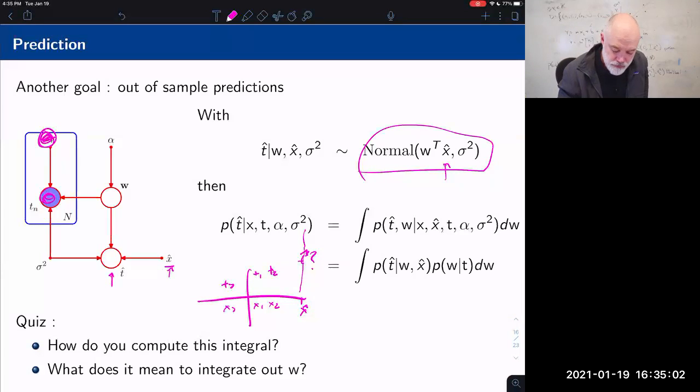And this is what Adam put in the chat. So to make a prediction about a new quantity, well, what don't we know? Look at the graphical model. We don't know w, and we don't know t hat, right? Okay. All right. So that means we can look at the graphical model and say, okay, we want the conditional probability of the thing that we want, but that's actually a marginal of the full joint, right? Fine.